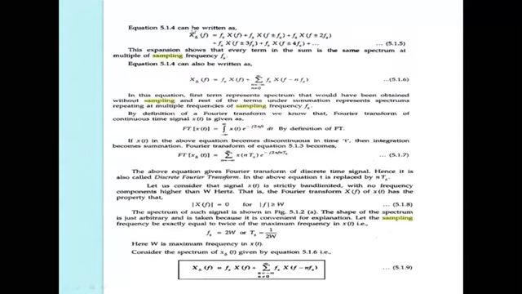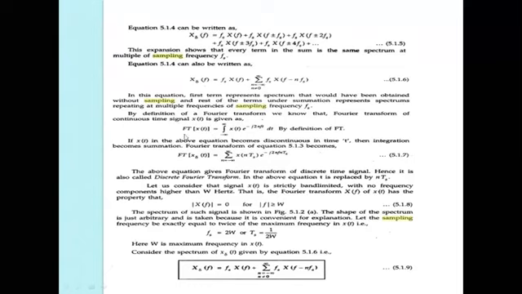Okay, you see here, after expansion, x delta of f is equal to fs into x of f plus the sum of n from minus infinity to infinity, n not equal to 0, of fs into x of f minus n fs, which is a periodic signal. So in this equation, the first term represents the spectrum that would have been obtained without sampling, and the rest of the terms under the summation represent the spectrums repeating at multiples of the sampling frequency fs.